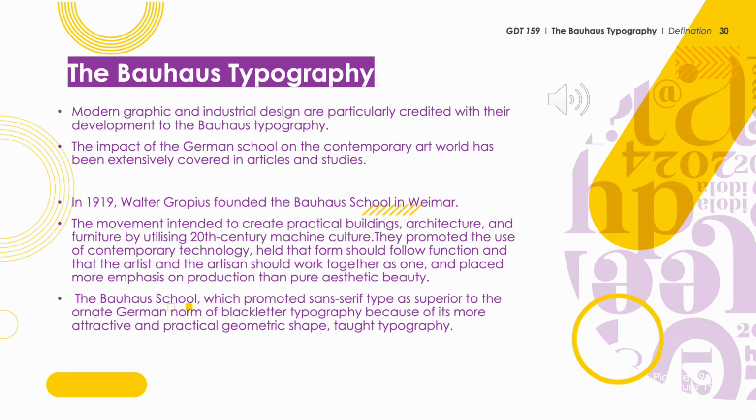In 1919, Walter Gropius founded the Bauhaus School in Weimar. The movement intended to create practical building, architecture, and furniture by utilizing 20th century machine culture. They promote the use of contemporary technology, how the form should follow function, and that the artist and the artisan should work together as one, and place more emphasis on production than pure aesthetic beauty.